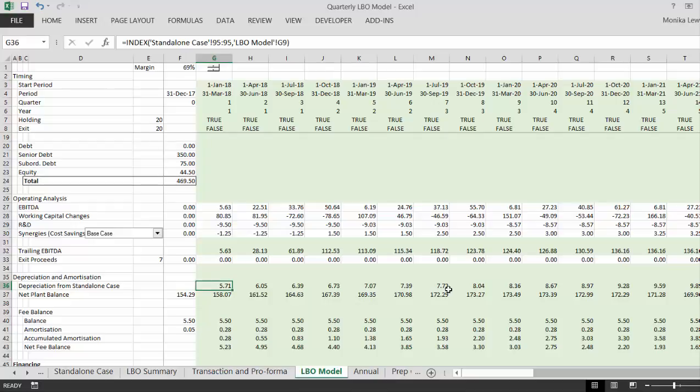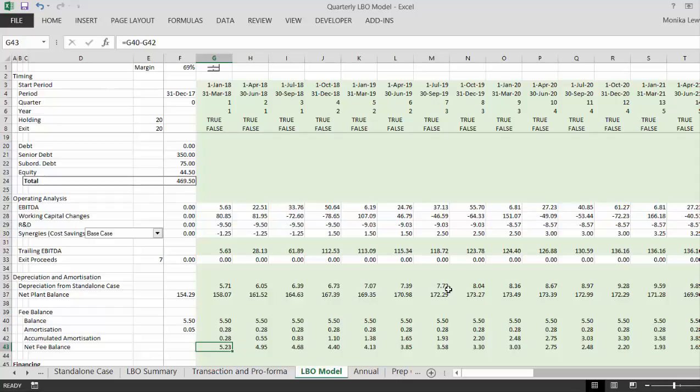This depreciation I took from the standalone case, because if there's a tax-free transaction, you don't get to write it up. But this net plant balance I took from here, and then I just added the capex minus the depreciation. Now, you should be really careful, for accounting purposes, and show that there's going to be additional depreciation for book purposes on the write-up, but not for tax purposes, creating a deferred tax. Okay? You've got to be really careful with that one.